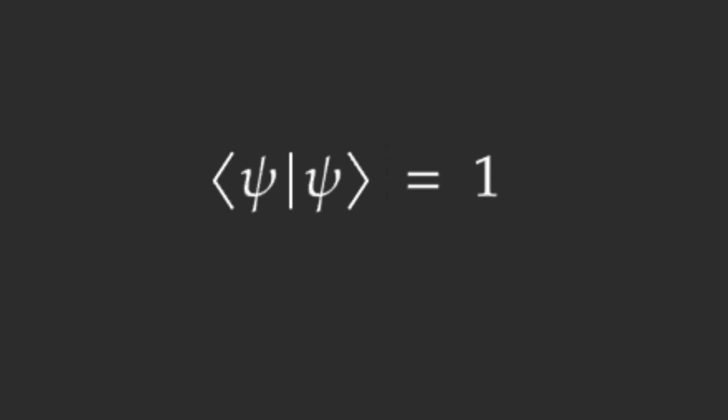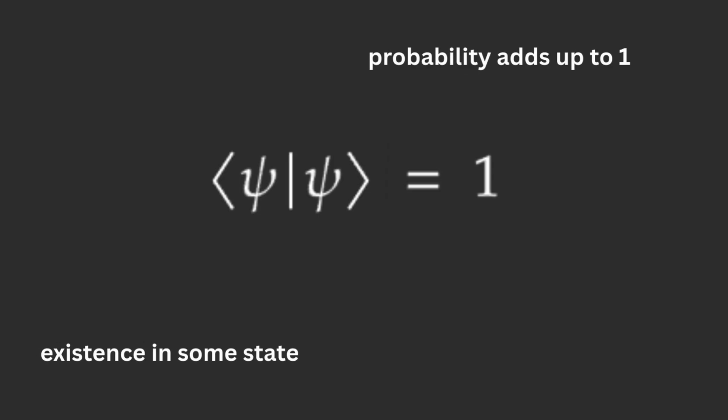A state vector must always be a unit vector. Its total length must always be exactly 1. This is called the normalization condition, which is expressed as bracket pair of phi is equal to 1. It simply represents the fact that the total probability of all possible outcomes must add up to 100% or 1. And this is the quantum equivalent of saying the photon must exist in some state.